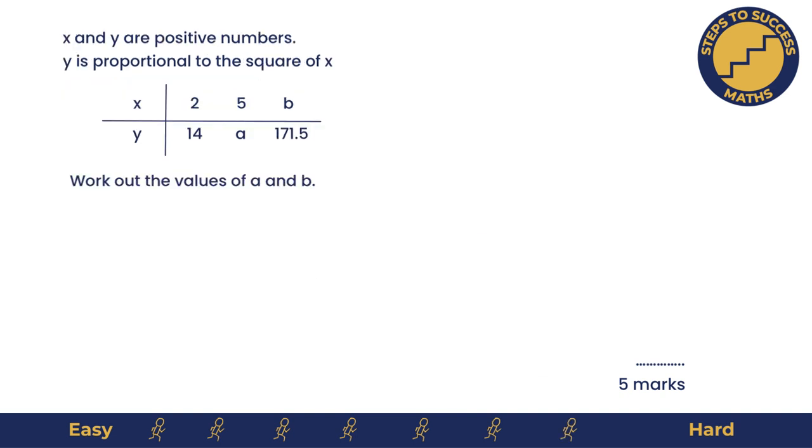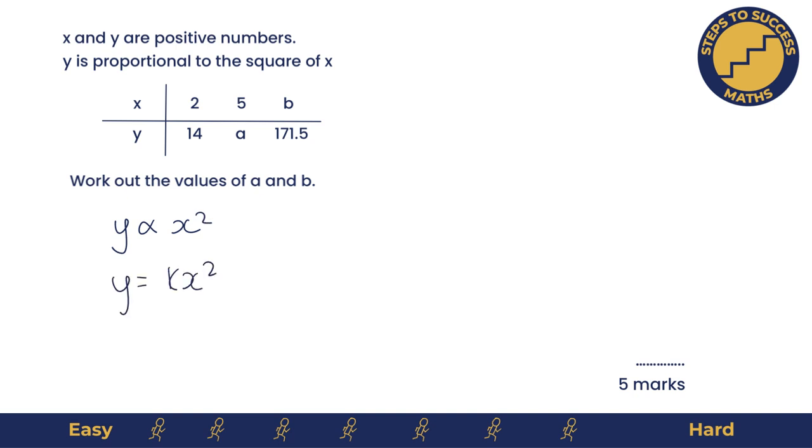X and Y are positive numbers. Y is proportional to the square of x. Work out the values of A and B. Okay, so it's a little bit of a different format, but it's the same steps. Y is proportional to x squared. Y is equal to kx squared.